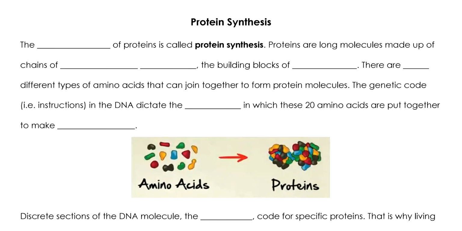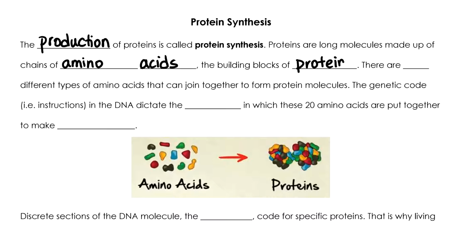So now that we understand all the parts of DNA and all the forms we can find DNA in, let's get on to how our DNA provides the instructions for proteins. This is a process called protein synthesis, the production of proteins. Proteins are long molecules made up of chains of amino acids, as we saw in our last lesson. Amino acids are the building blocks of proteins. Depending on how you connect them, you get completely different proteins.